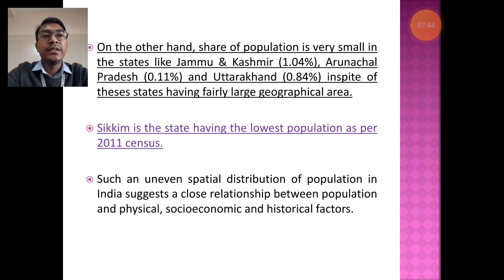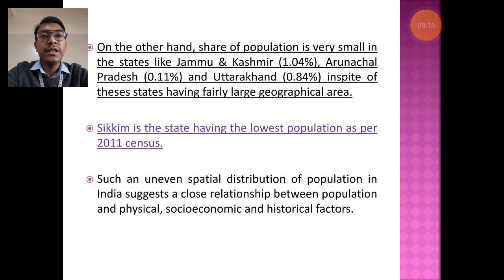On the other hand, the share of population is very small in states like Jammu and Kashmir, where only 1.4% of the population lives, Arunachal Pradesh with 0.11%, and Uttarakhand with 0.84%. Though the geographical areas of these states are quite larger than many other states of our nation.